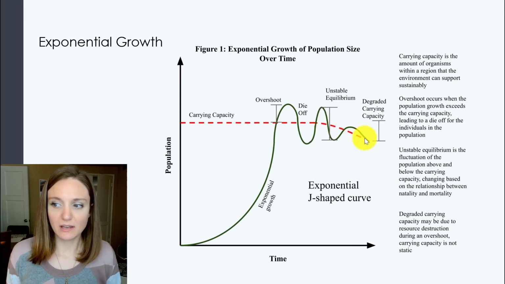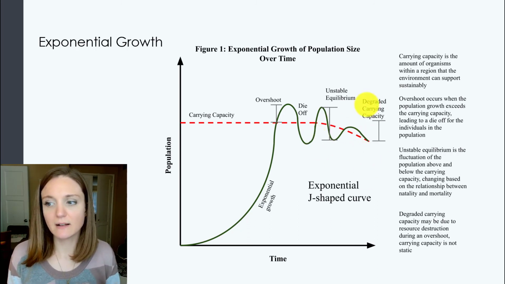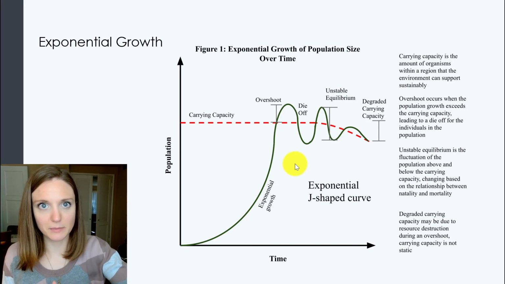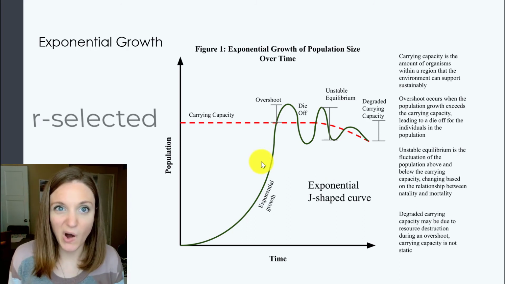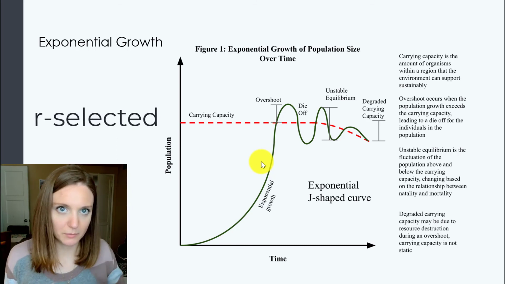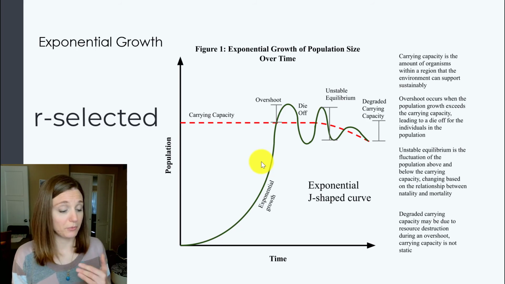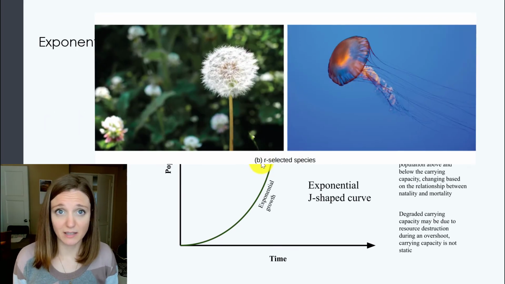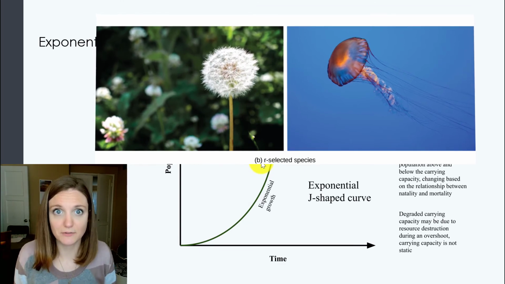Because the resources become degraded, overused, overexploited, there's less of them available, and so the carrying capacity actually starts to dip off a little bit. Exponential growth curve organisms, we tend to call them R-selected. R is the variable that we use for growth rate. So these would be things that reproduce very quickly, have relatively short lifetimes, don't necessarily spend a lot of time or energy invested in their offspring, and when they do reproduce, they can have a lot of offspring.